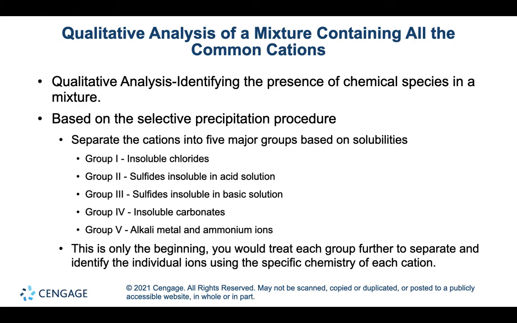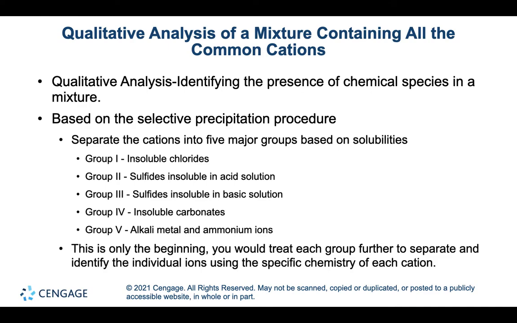Group 4, you're going to have to precipitate with carbonate. And then group 5 are the ones that are always soluble, which are your alkali metals and your ammonium ions. For that, you may need to do something as wild as putting it in a flame test and seeing if you get the color of a certain alkali metal or something like that.